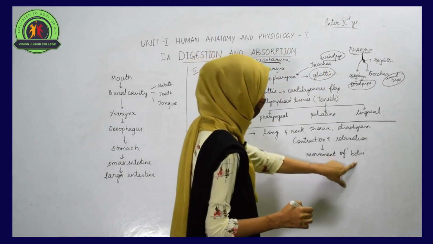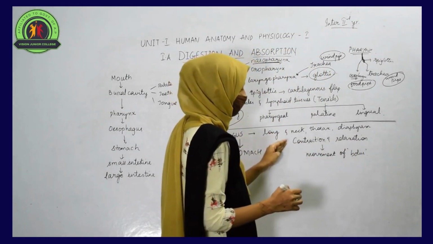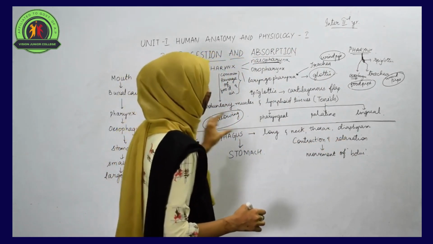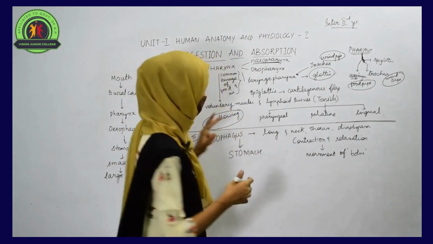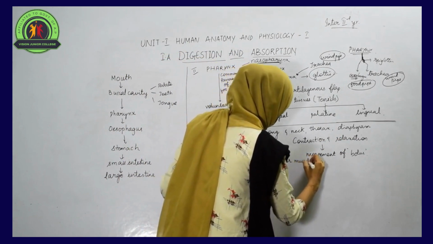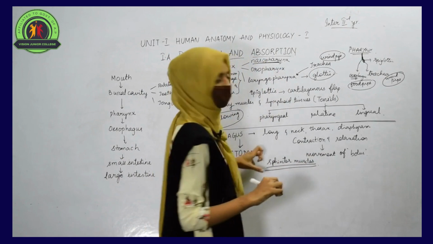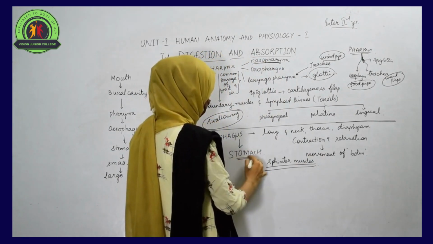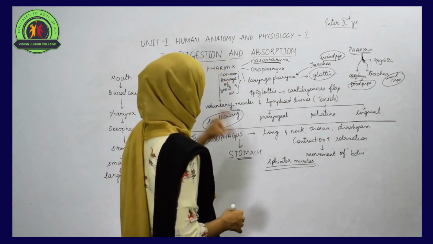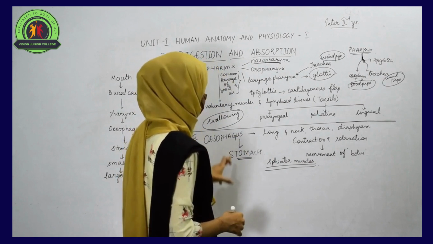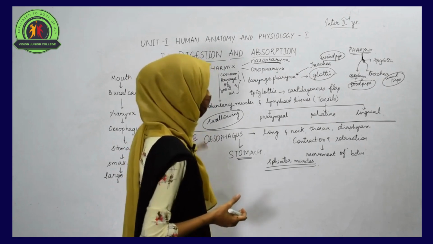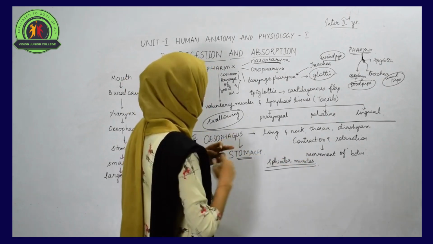So the movement of the bolus can be achieved by the contraction and relaxation of the muscles that are found in the walls of the esophagus, and at the end of the esophagus you can find the presence of some sphincter muscles. If these sphincter muscles relax, the food enters the stomach. So the contraction and relaxation of the sphincter muscle allows the food to move from the esophagus into the stomach. This is how the esophagus is designed for the movement of the bolus into the stomach.